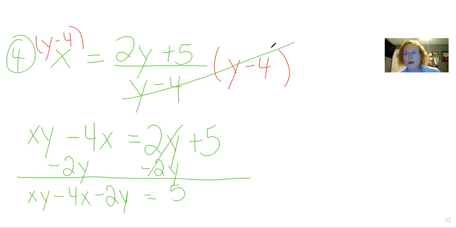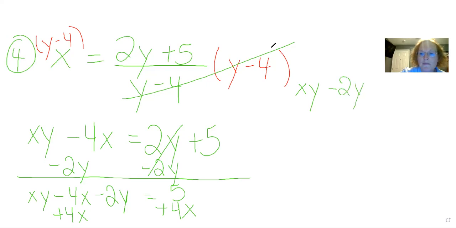So now if you look real closely, what you have is everything that has a y is over there on the left, but you don't have everything that doesn't have a y over there on the right. So the only term that doesn't have a y with it is that minus 4x. So now we're going to add it. So that's going to be xy minus 2y, and then it's going to equal 4x plus 5.